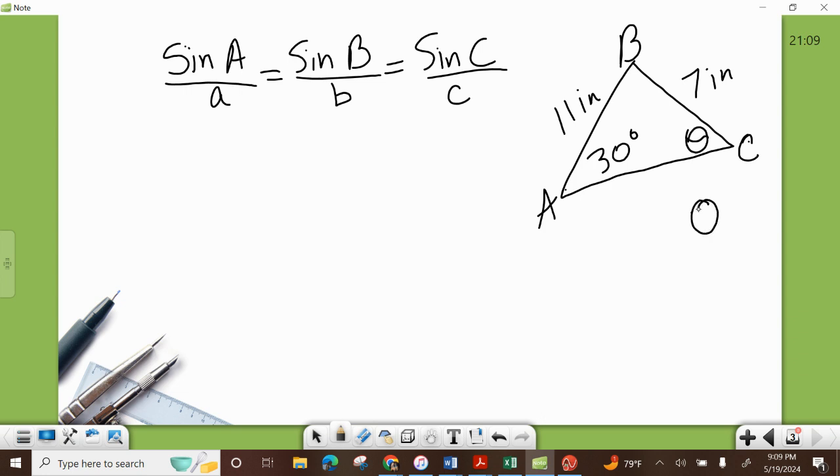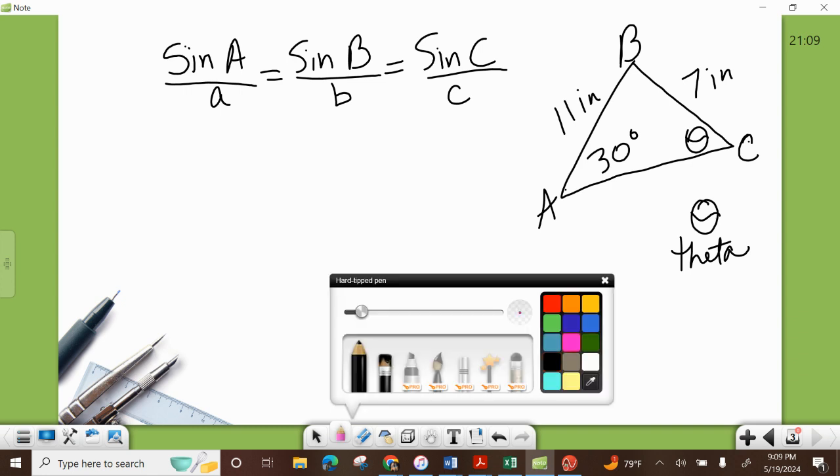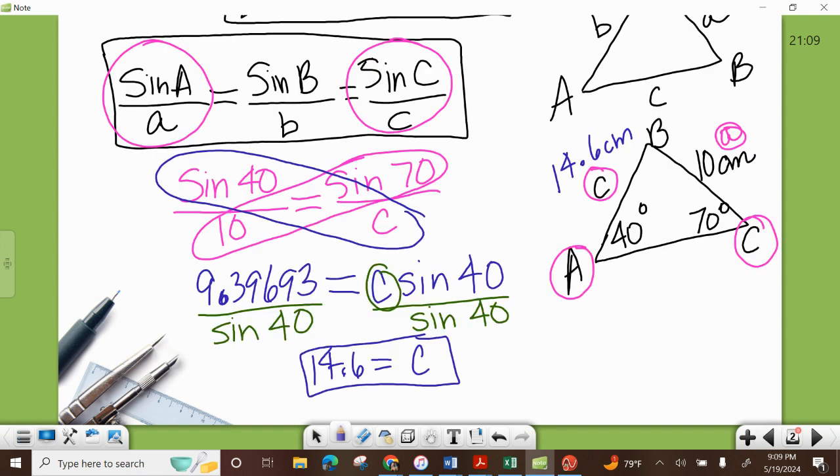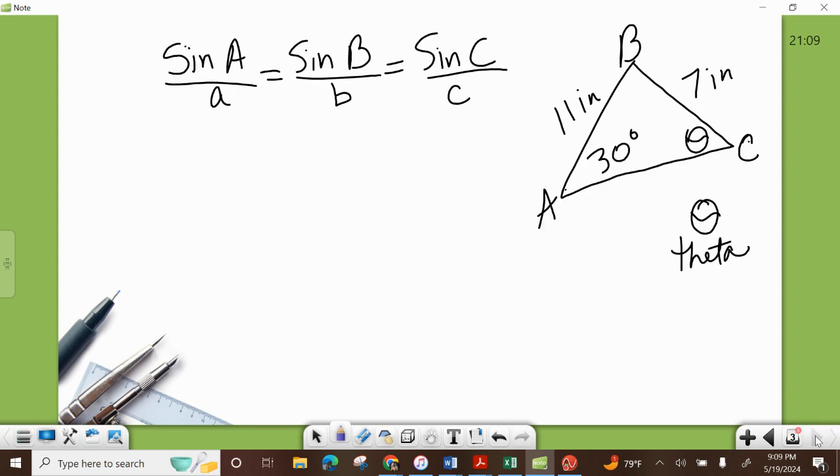Now that little symbol right there, remember that's called theta. That's something that we use to represent a generic angle. Basically, you can call it X, you can call it whatever you want, but the bottom line is I don't know the angle. Remember on the previous example, I didn't know the side. So you can see here, I knew the 2 angles and 1 side. In this example, I know 2 sides and 1 angle.